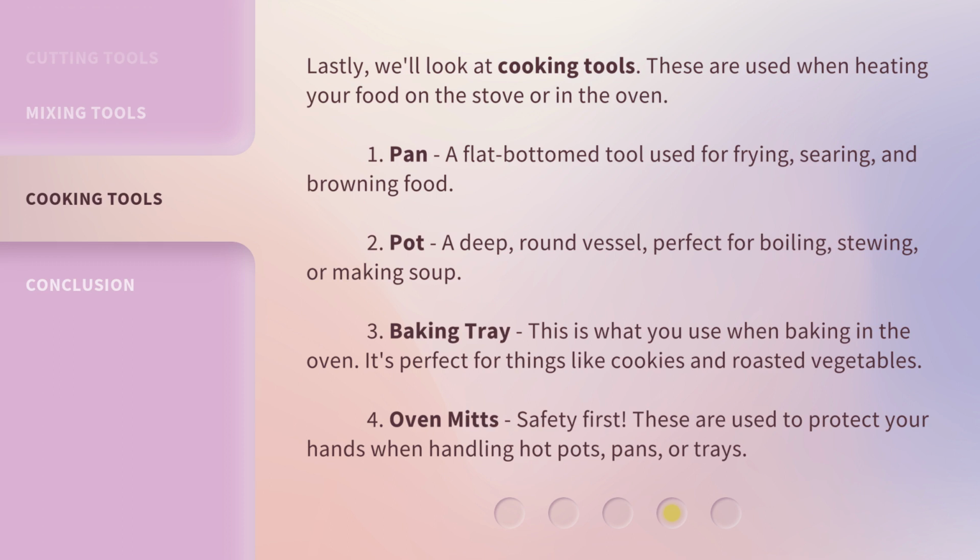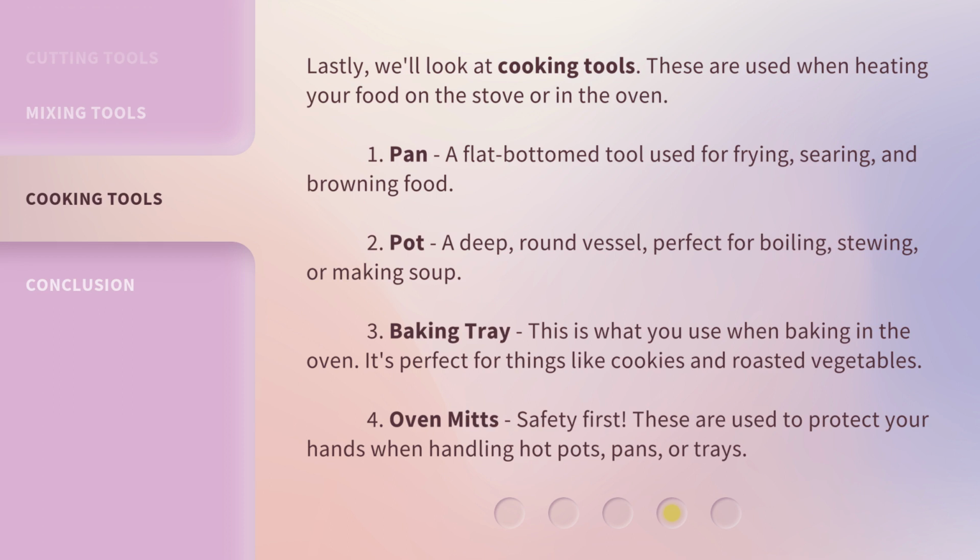1. Pan. A flat-bottomed tool used for frying, searing, and browning food. 2. Pot. A deep, round vessel, perfect for boiling, stewing, or making soup. 3. Baking tray. This is what you use when baking in the oven. It's perfect for things like cookies and roasted vegetables.